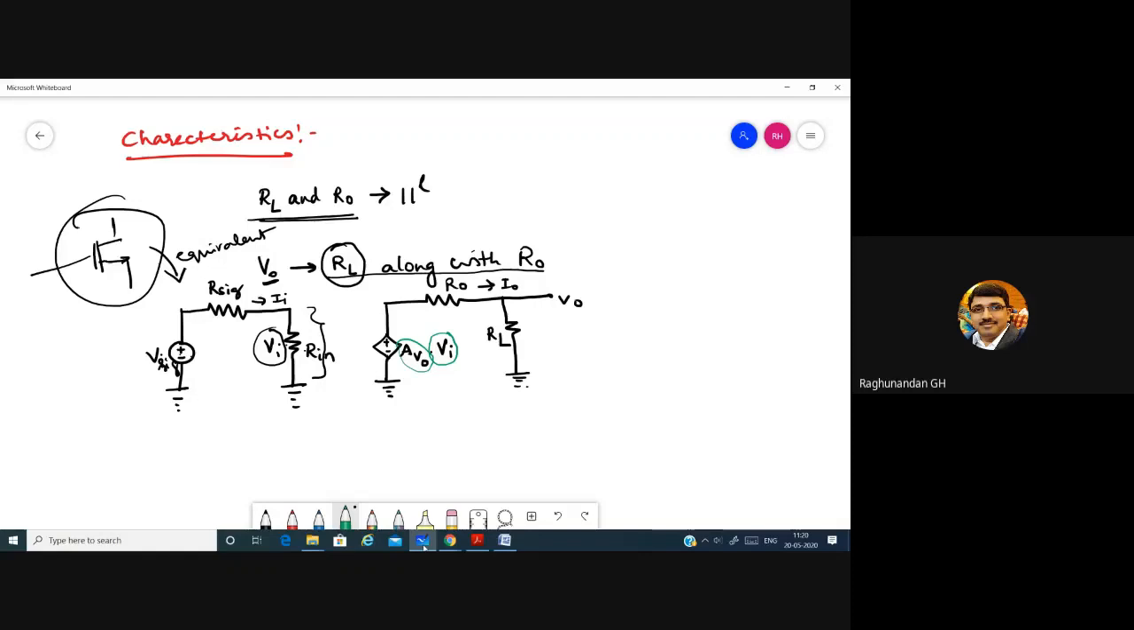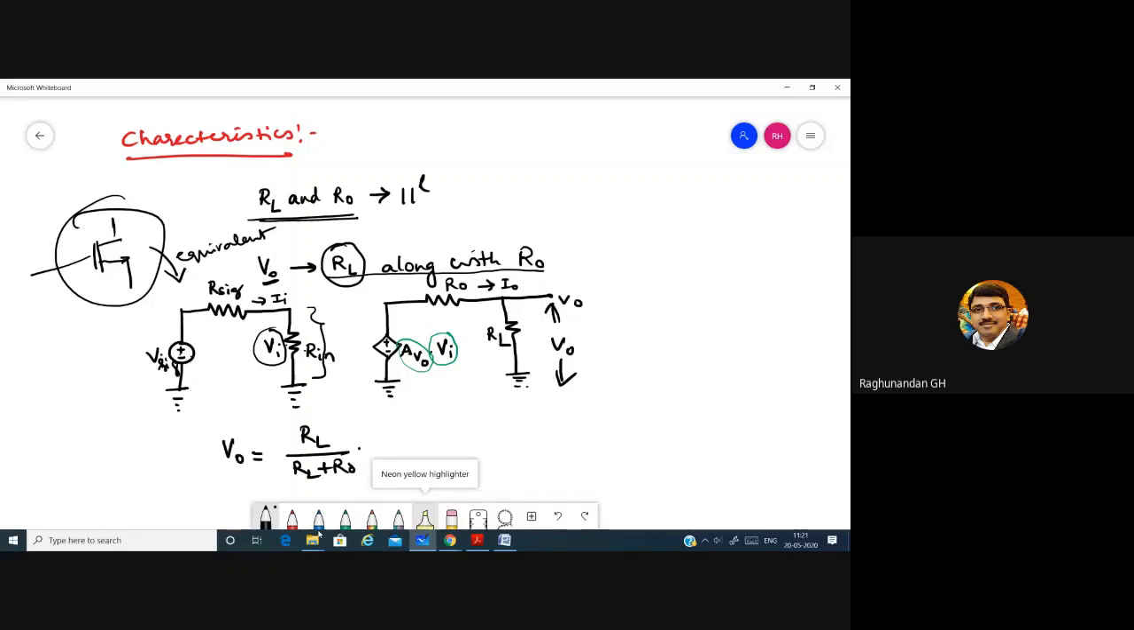Now, if you want to get the output voltage in this case, then we have to write the equation. We want the output voltage here, and the output voltage is taken across the RL. Write down the equation: Vo is equal to, again, the voltage divider rule will be used here. What are the resistances we are having? R0 and RL. So RL divided by RL plus R0.